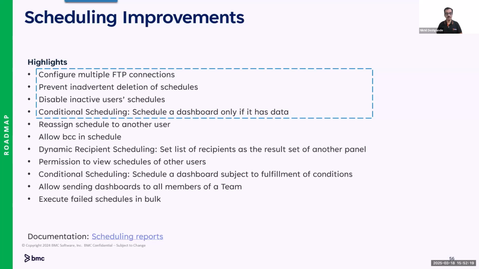We'll also allow sending dashboards to all members of a team. Today, you have to specify the identity of every recipient. Instead of that, you can send it to teams. We'll also allow you to execute any failed schedules that you have in bulk, so that you don't have to schedule them one at a time.